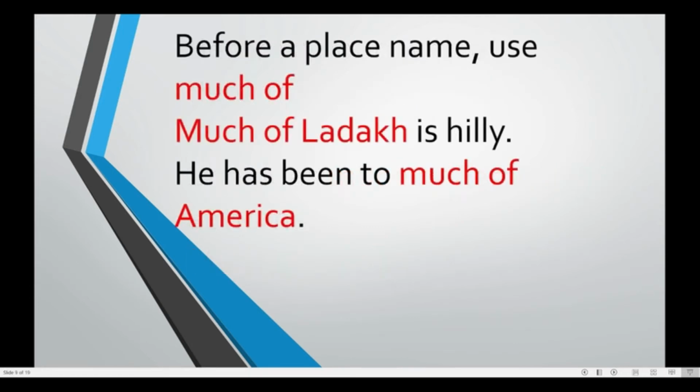Now, before a place name also we use much of. Some examples are here. Much of Ladakh is hilly. Ladakh is a place name. Therefore, we use much of with it. You cannot say much Ladakh is hilly. Now the next. He has been to much of America. America is also a place name. Therefore, we use much of here. He has been to much of America means he has visited most parts of America. Likewise, much of Ladakh is hilly means most parts of Ladakh is hilly.